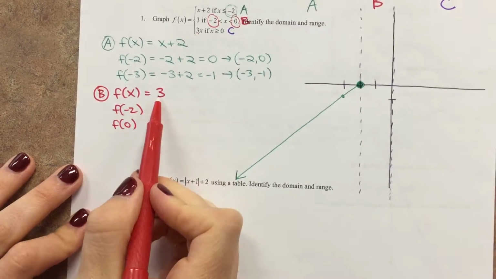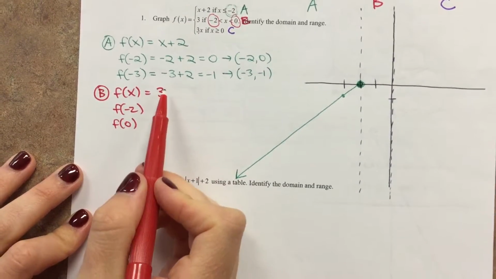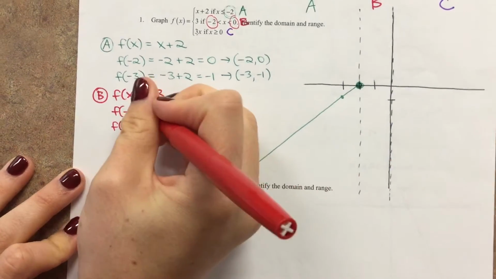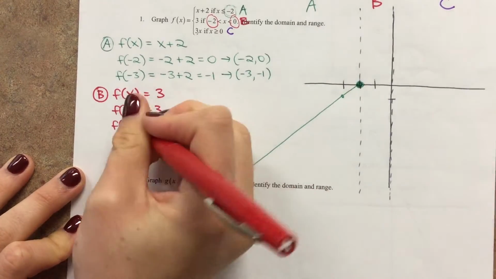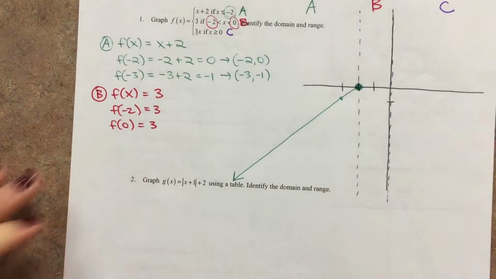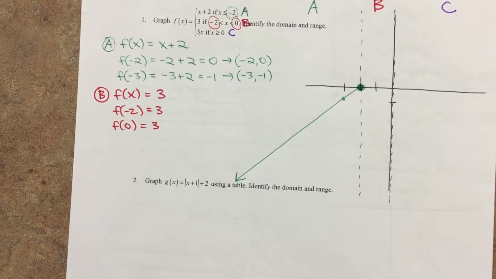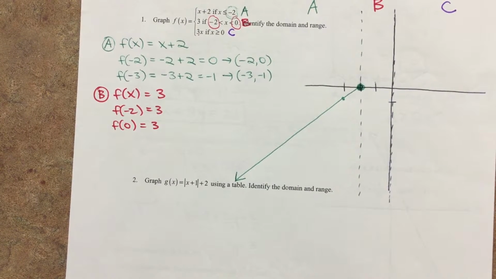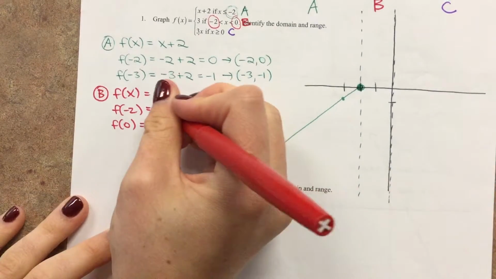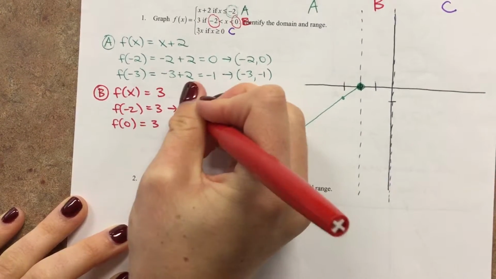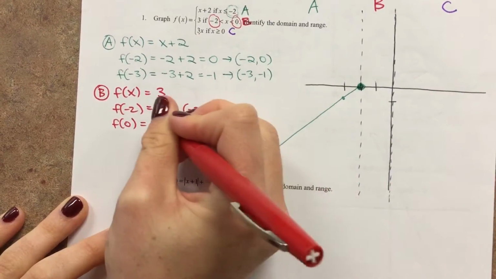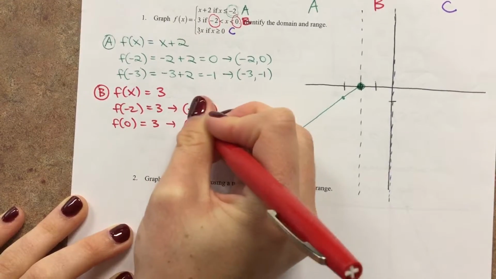Here's the beauty of this just being a number. No matter what you plug in, you're going to get 3. So if I plug in -2, I get 3. If I plug in 0, I get 3. The fact that that's just a number means that's the number I get no matter what I plug in. So this first coordinate point would be (-2, 3), and then the next coordinate point would be (0, 3).